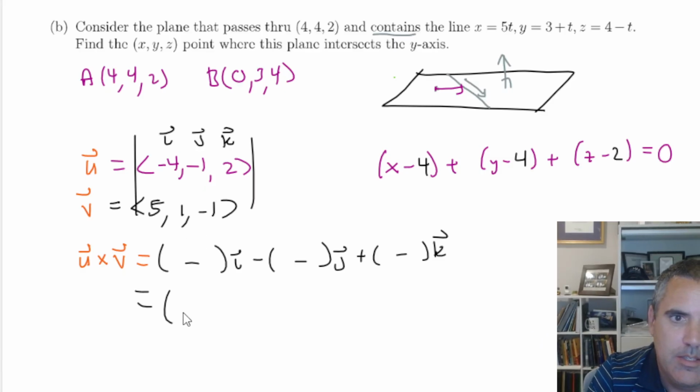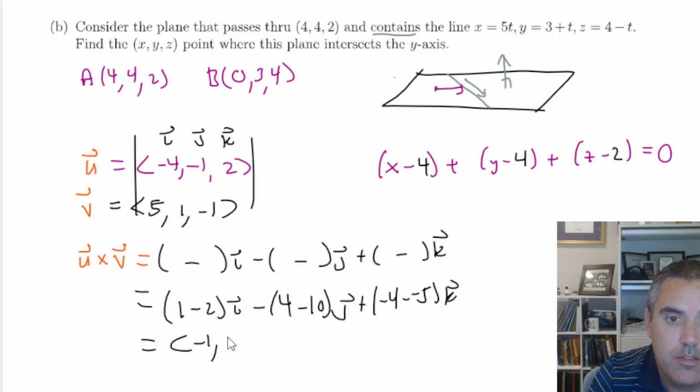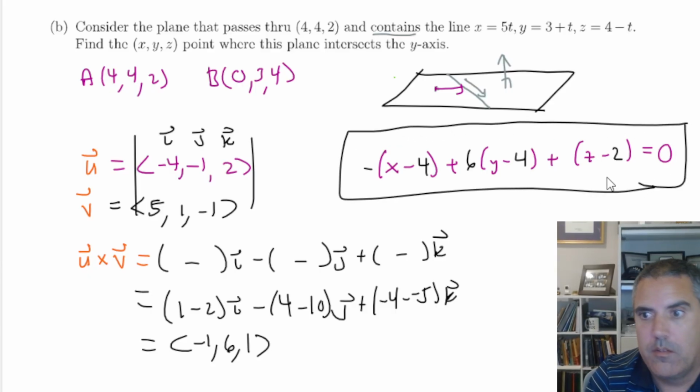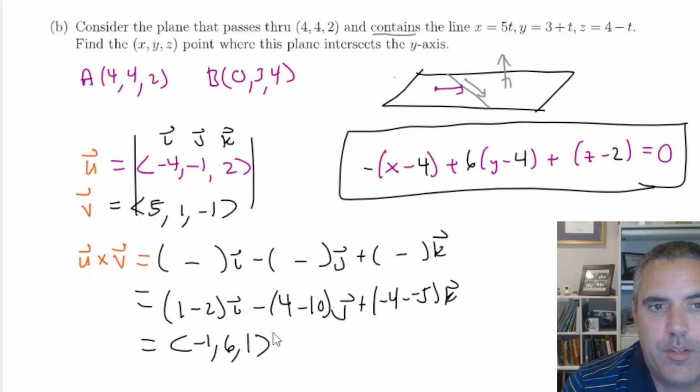So this is going to be 1 minus 2i, minus 4 minus 10j, and then -4 minus -5k. I don't know why I wrote it twice. So I'm going to do negative 1, 6, 1. Okay, so that was the game we were playing back on exam 1.